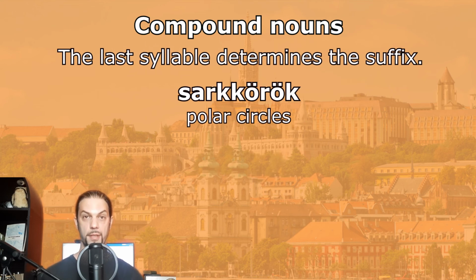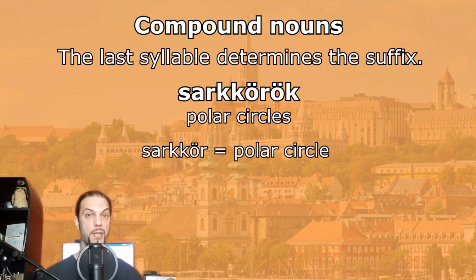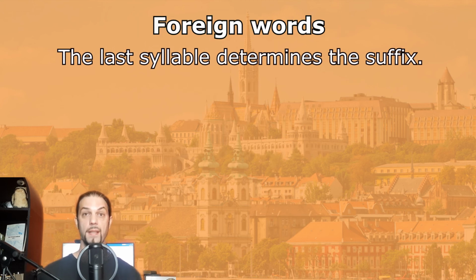Sarkkörök, polar circles. Sarkkör is polar circle or Arctic circle. So it's always the last syllable that determines the suffix in compound words. And lastly, when it comes to words of foreign origins, the determining factor is once again the last syllable.